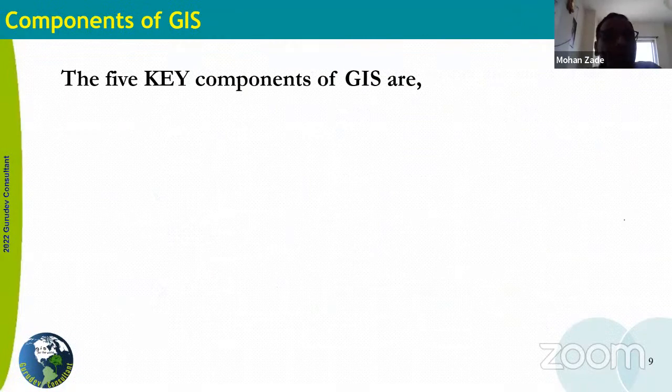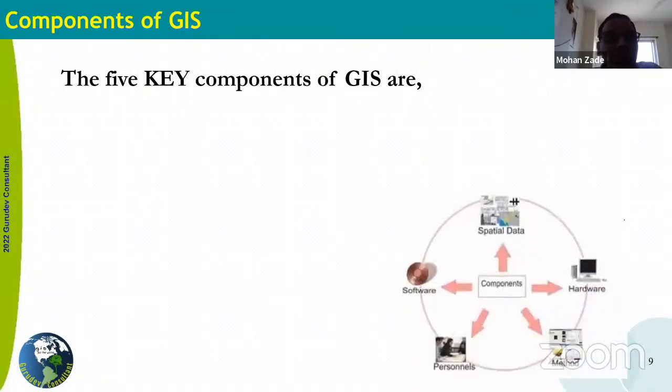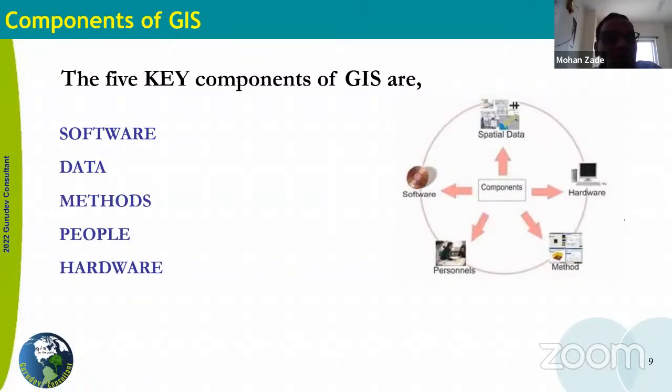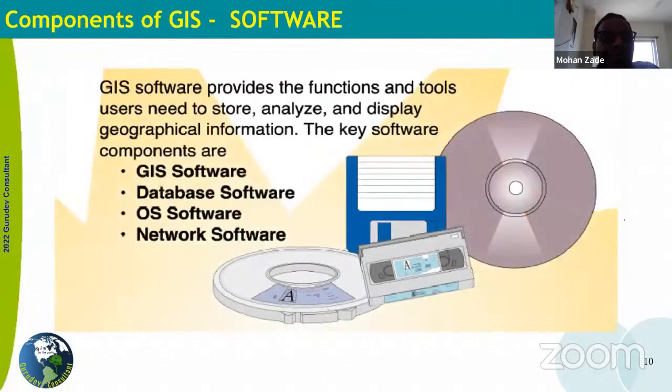Now, what are the five components of the GIS? The first is your software. Second is the data, third is method, fourth is the people, and the hardware. So these are the 5 components of GIS where the entire system of geographical information systems works. Now we'll detail those things.